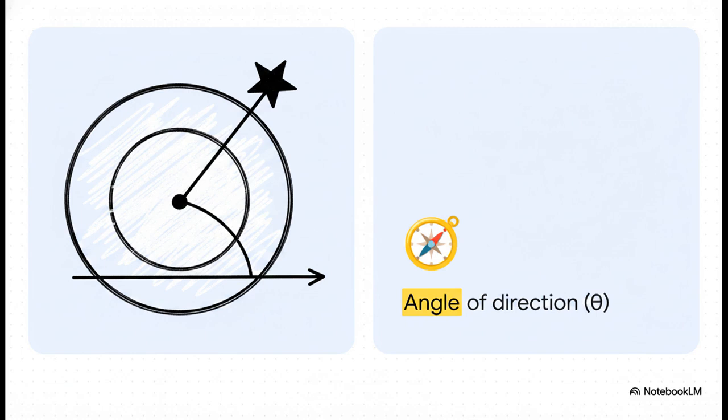Section 2. Polar, the radar approach. So, unlike the Cartesian system, polar coordinates just completely throw away the idea of horizontal and vertical axes. Gone. Instead, they rely on side A, an outward distance from the center, which we call r for radius, and side B, a specific angle of direction, which we call theta. So, there's no more left, right, up, or down. It's all about aiming and shooting outward.